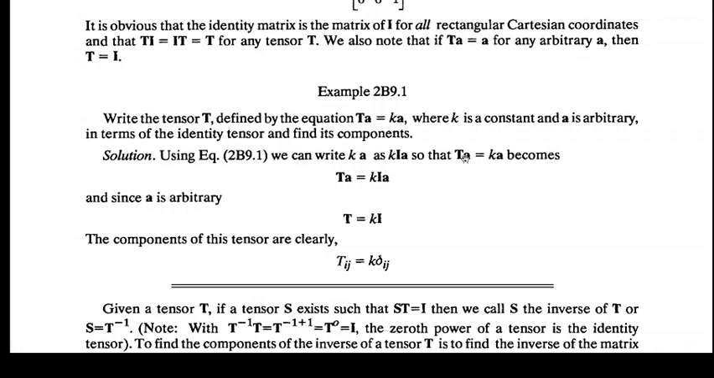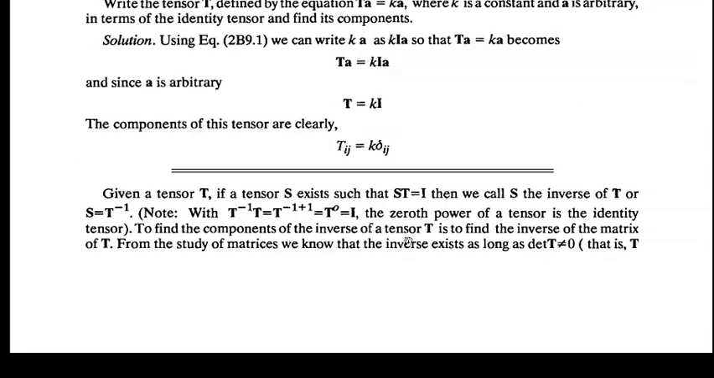So how can we do that? We know that T is equal to Ka, and this can be written as KIa. So from here you can write T is equal to KI. That form of T is K times identity, and obviously Tij is equal to K times delta ij. K will remain the same because it is a constant, and components of I are delta ij and components of T are Tij.